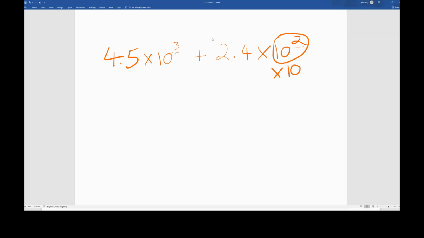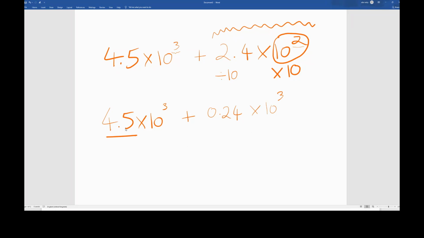But I'm just timesing this number, it's 2.4 times 10 to the 2. If I times it by 10, to keep it balanced, I would have to divide it by 10 as well, and then everything will be balanced. So I have 4.5 times 10 to the 3 plus, and then 2.4 divided by 10 is 0.24. So I've got 0.24 times 10 to the 3. And then I can add them up. 4.5 plus 0.24 is 4.74. So it's 4.74 times 10 to the 3.